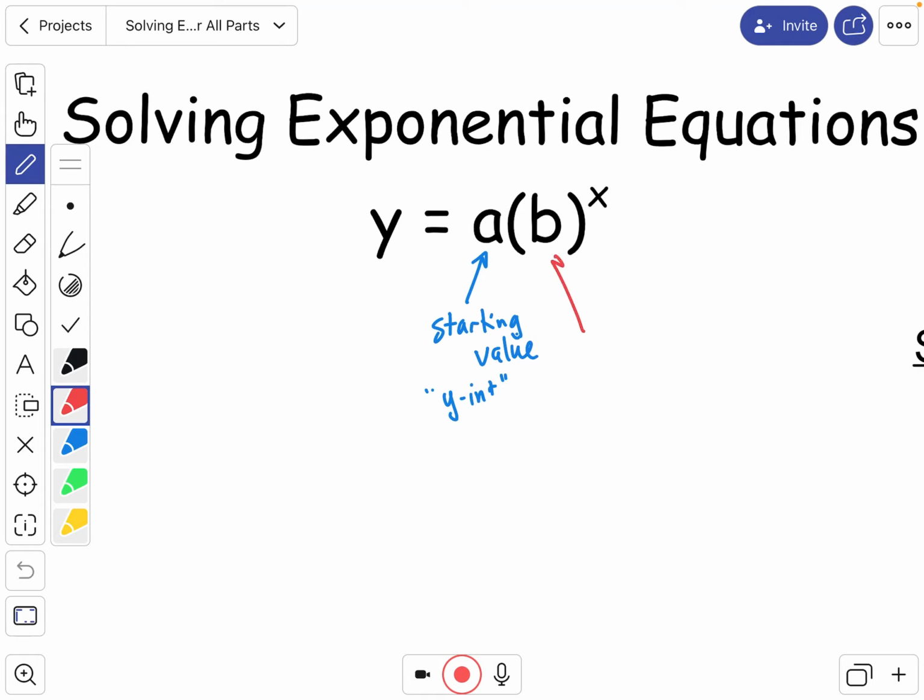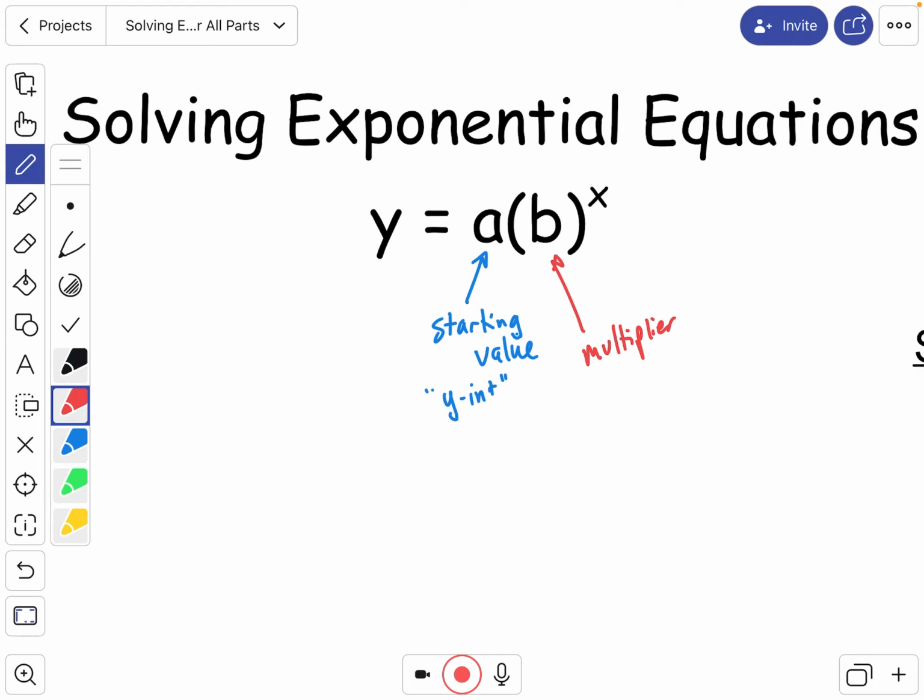The b is your multiplier, we call that. And sometimes that's in the form of a percent growth or decay. Sometimes it's just a multiplier like doubling. B would be 2. If it's like a 4% increase in interest, it'd be 1.04 would be the multiplier. If it's a 4% decrease, it'd be a 0.96. You do 1 plus or minus that percent.